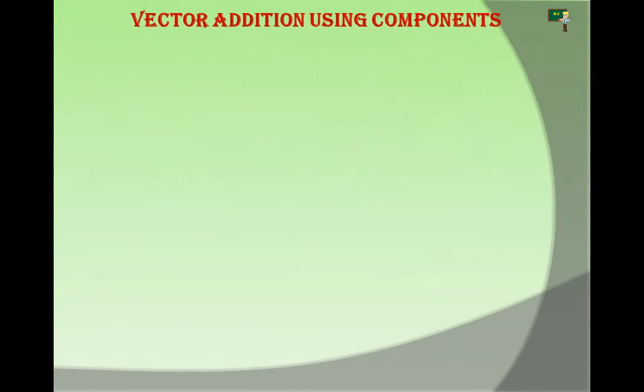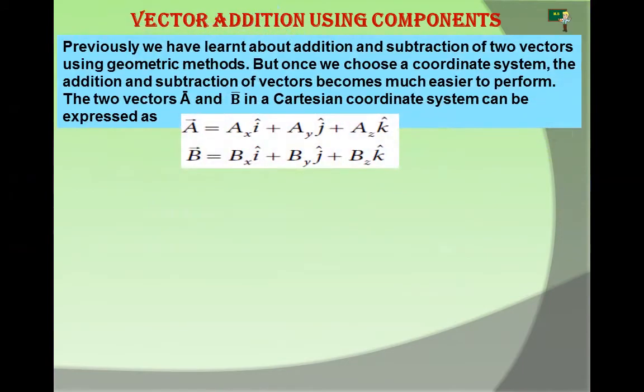Now let's see vector addition using components. Actually, previously we have learned about addition and subtraction of two vectors using geometric methods. But once we choose a coordinate system, the addition and subtraction of vectors becomes much easier to perform. Here we have the two vectors, A vector and B vector. The addition and subtraction are done using these coordinates.